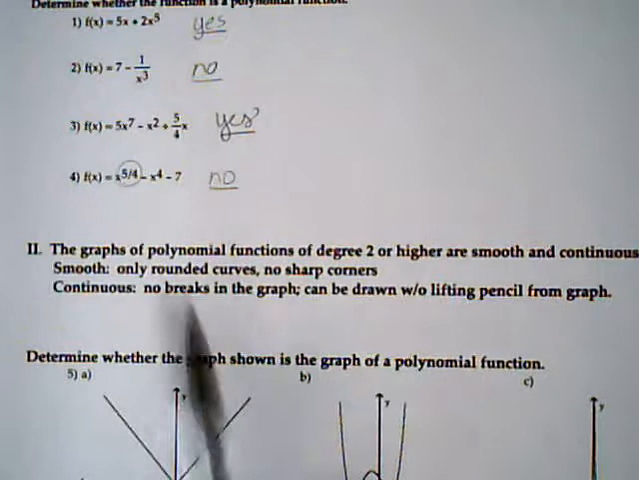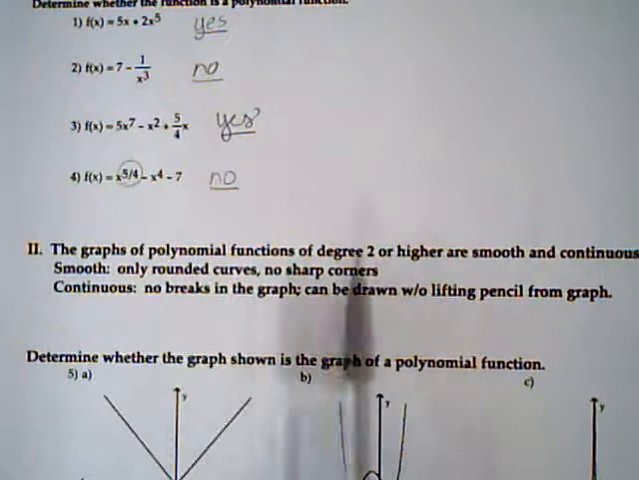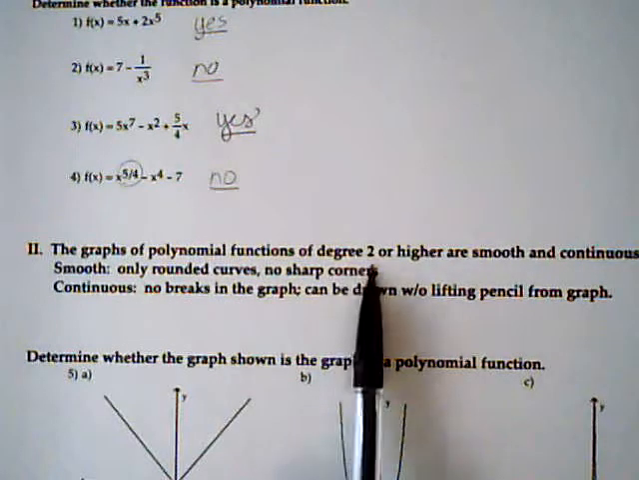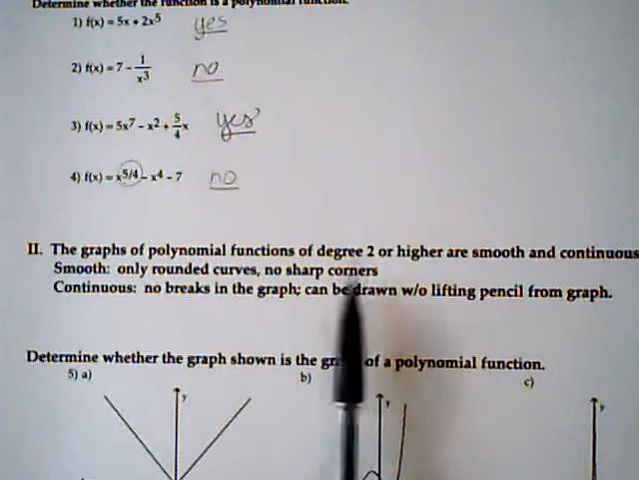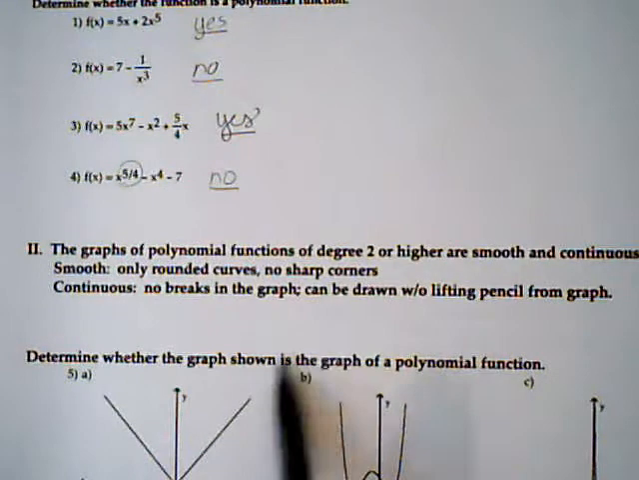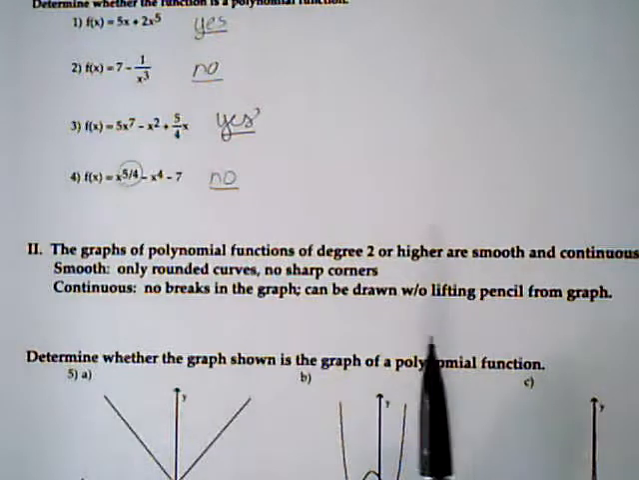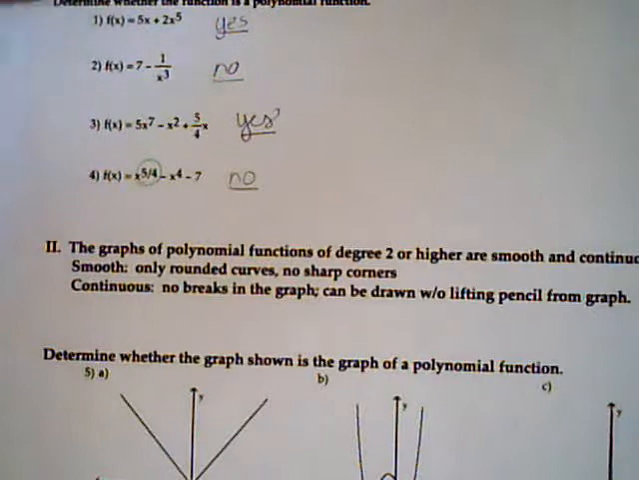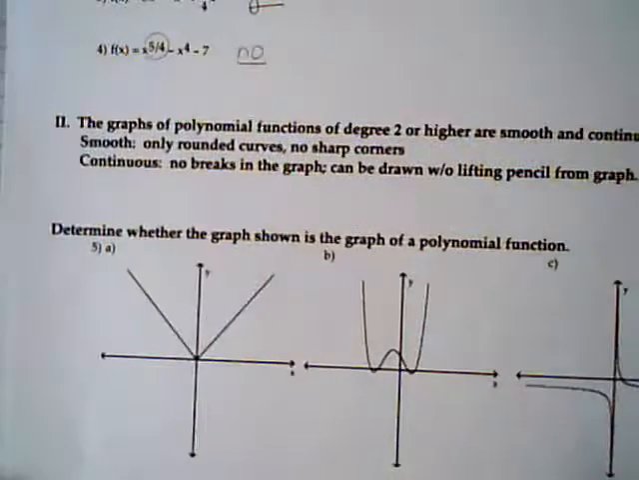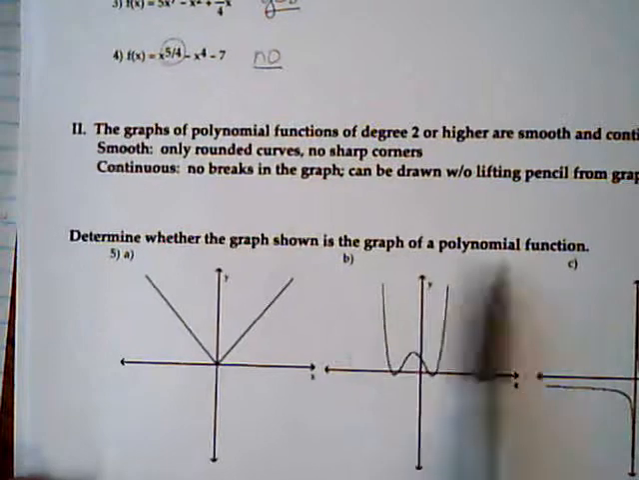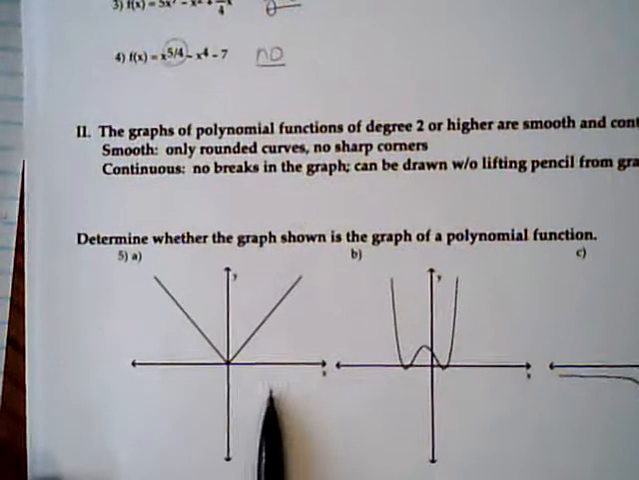Notice we say that graphs of polynomial functions of degree 2. So a parabola with a degree of 2 is also considered to be a polynomial function. A straight line is also considered to be a polynomial function. Some of the problems you'll have on the homework will say to determine whether the graph shown is the graph of a polynomial function.